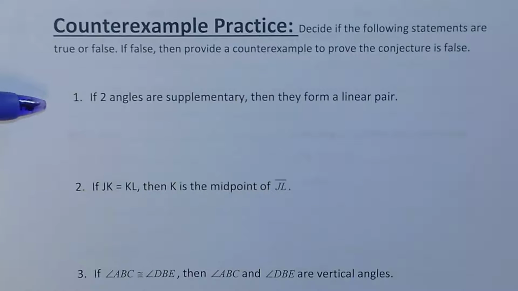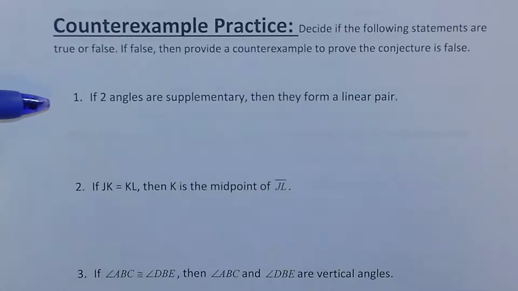If two angles are supplementary, then they form a linear pair. You actually had this in the bookwork. And I told you on Canvas that some of you missed this problem, so I want to go back over this. If two angles are supplementary, then they form a linear pair. That is a false statement. It is a false conjecture.